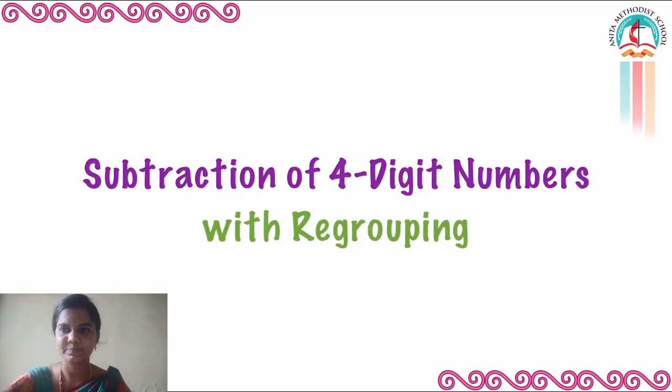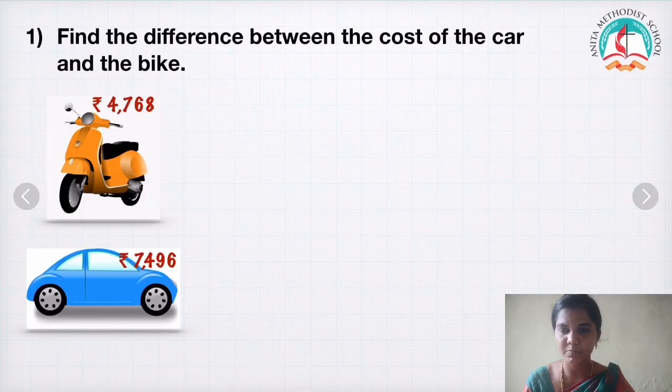Okay, so here is my first problem. Find the difference between the cost of the car and the bike. Okay, so here with the picture they have given the cost of the bike and the cost of the car. So we need to find the difference. Here the word difference represents which operation? Subtraction. So we need to use subtraction to find the difference. Okay, so here which is the minuend? The greater number is the minuend.